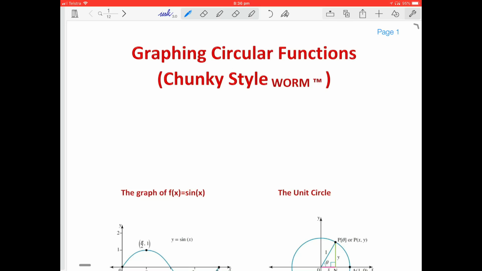Okay guys, welcome to a video on how to graph circular functions. I use a method which I made up. I call it chunk style, using chunks. If you don't know what it is, I guess you're about to find out.